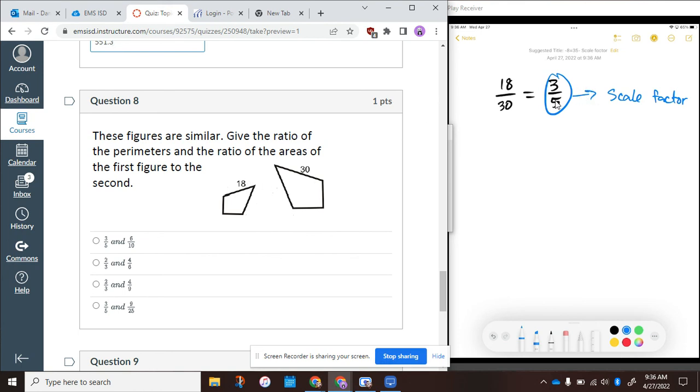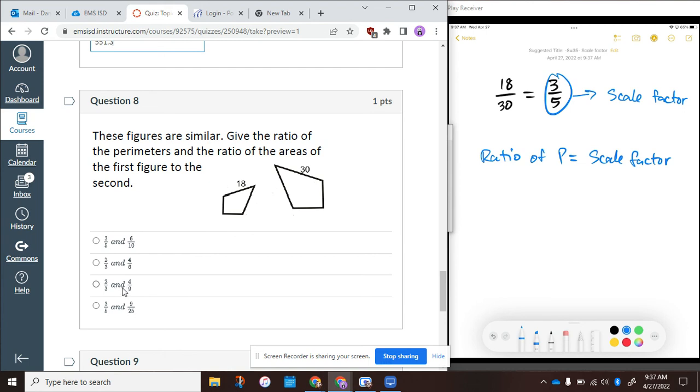So, if that is our scale factor, that means our ratio of perimeters is the exact same thing. If you'll remember that chart on the bottom of the first page of the 13-4 notes, the ratio of perimeters equals the scale factor. So the first part of your answer has to be 3/5. We can automatically take out this answer here and this answer right here. Right off the bat, you know that they are not going to be correct.